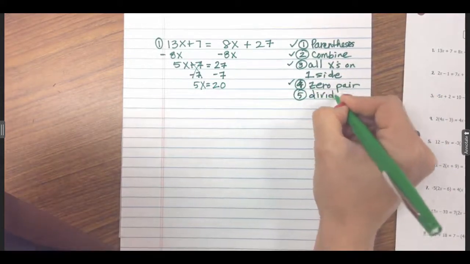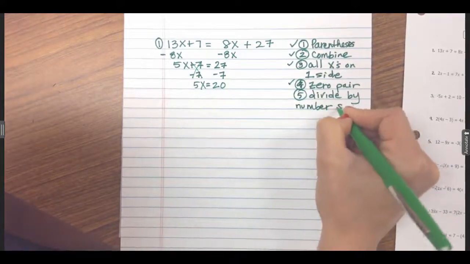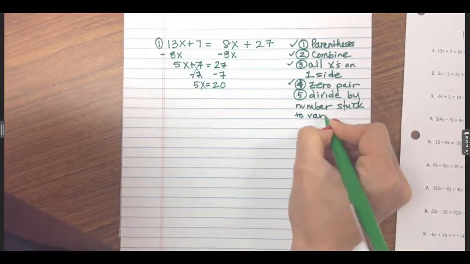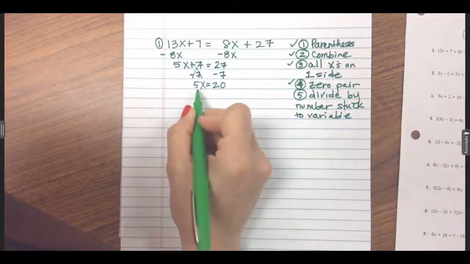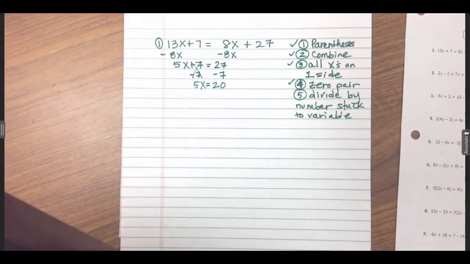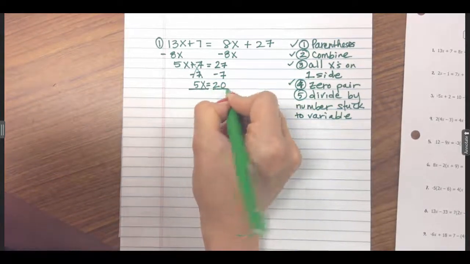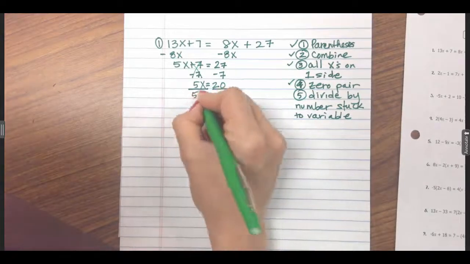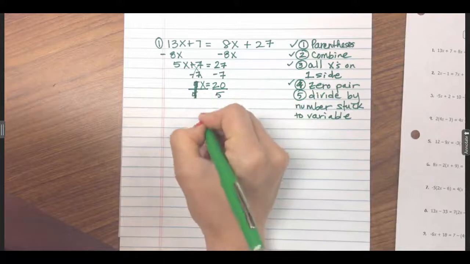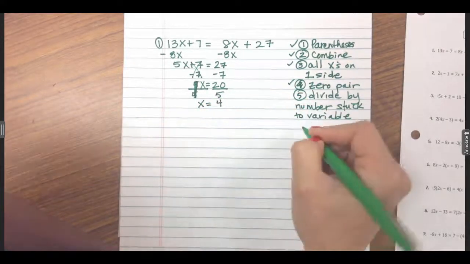Divide by number, stuck, which means multiply, to variable. So remember, these two things stuck next to each other means multiply, but we're solving equations, so we're reversing everything. And the opposite of multiply is divide. So draw your fraction bar and divide both sides by 5. 5 divided by 5 is a 1, so that just leaves x. 20 divided by 5 is 4.